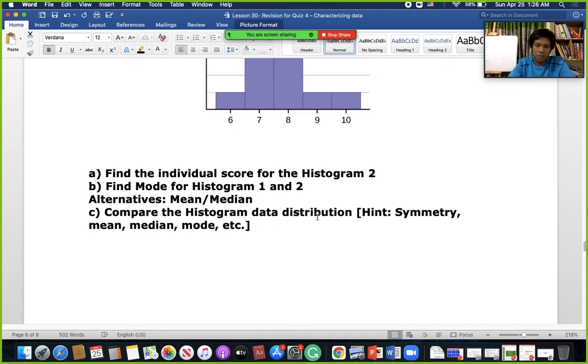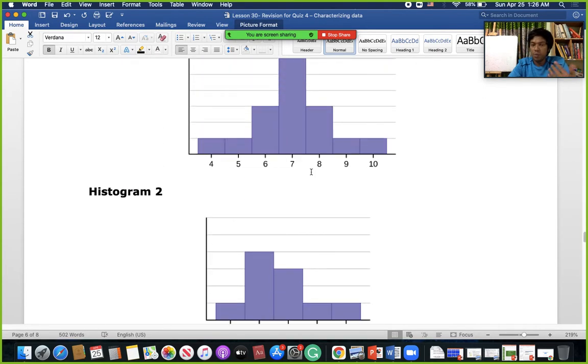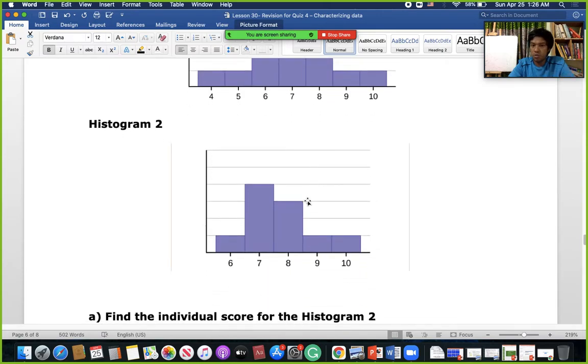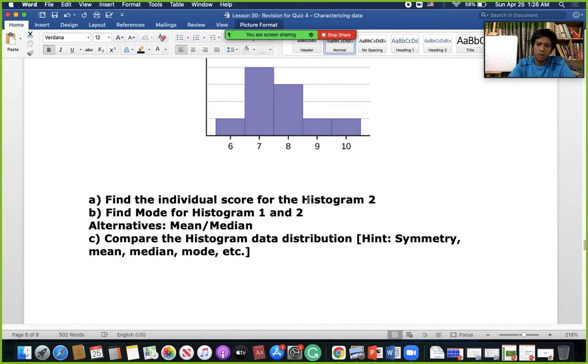Compare the histogram data. We can find out the data simply, then we can work on their mean, median, mode, and then the data distribution. If there is any symmetric data, if the data are a little bit skewed, or which data set shows better answers, which data set shows not good answers, good scores, like that. You should compare.